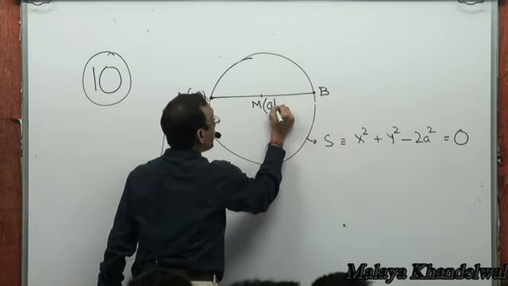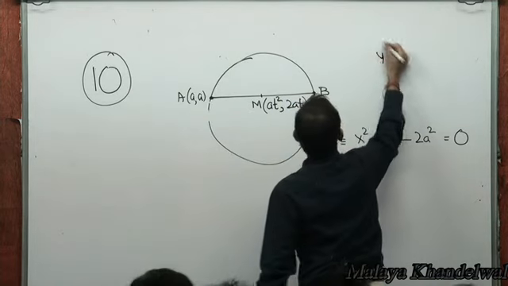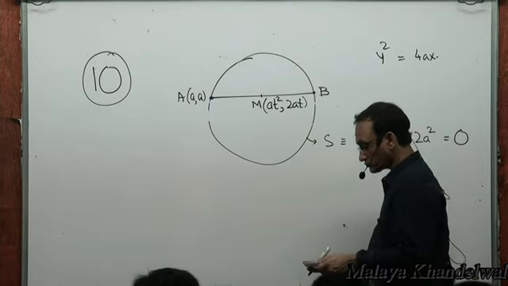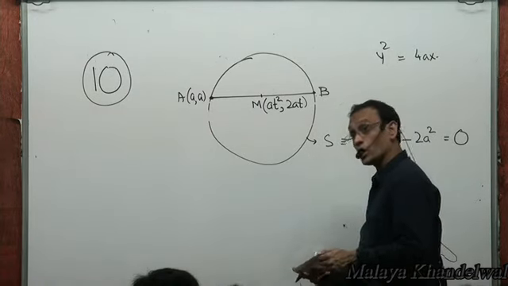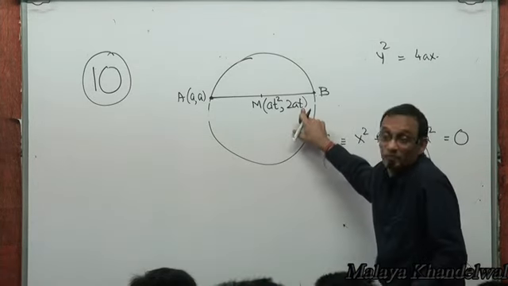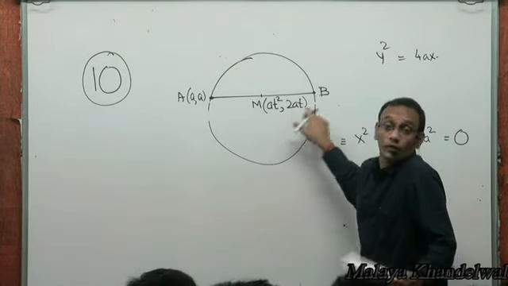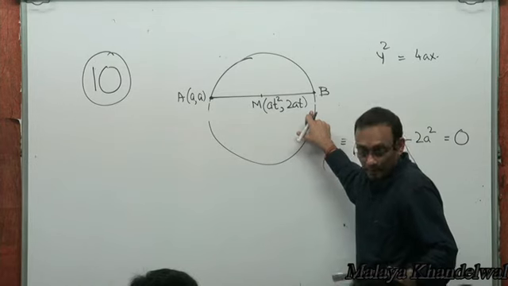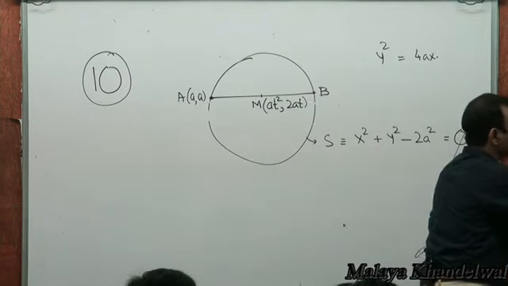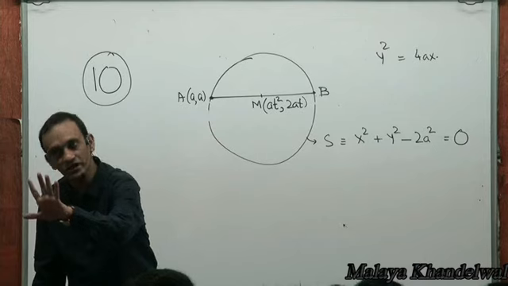That means the midpoint must be of the form (at squared plus 2at, 2at) will be a point on the parabola, right? How many such ABs are possible? We want to find. So the number of real values of t will give me the number of required ABs, right? I hope all of you understand this. Understand the problem at least?